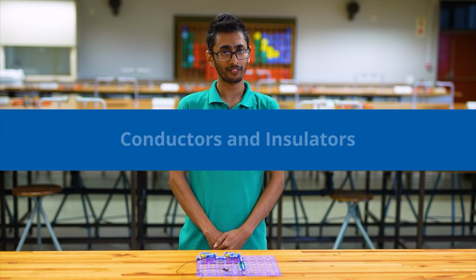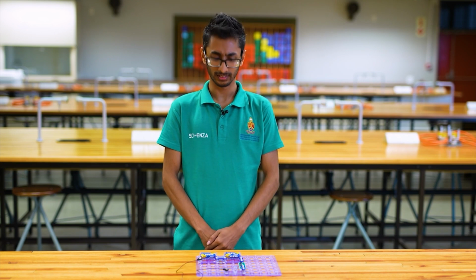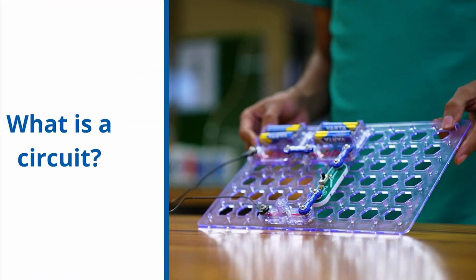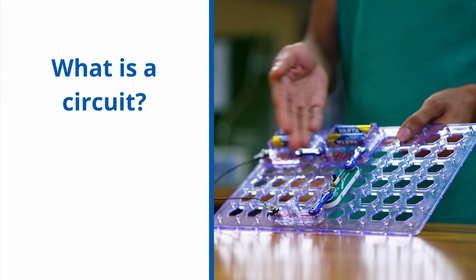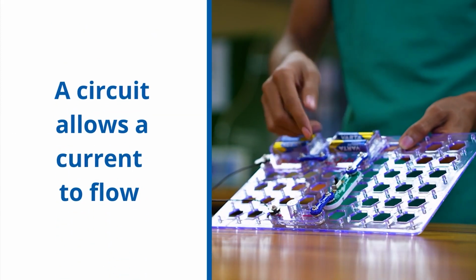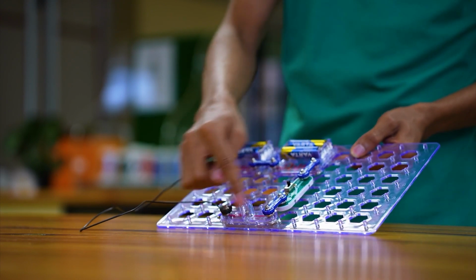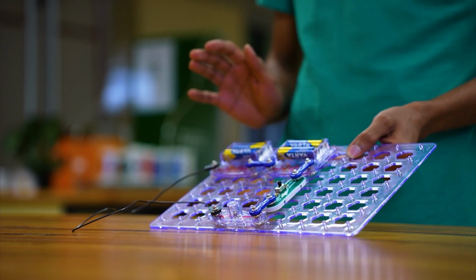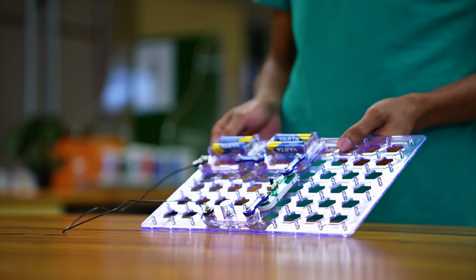Today we're going to be talking about conductors and insulators. But first we have to start with circuits. What is a circuit? A circuit is this over here. It simply allows current to flow through in a loop from one end to another without interruptions. As soon as it's interrupted, the circuit is broken and the electricity can no longer flow.